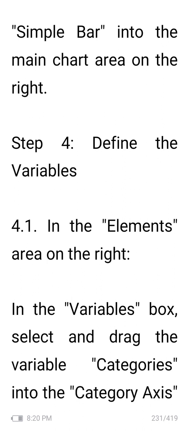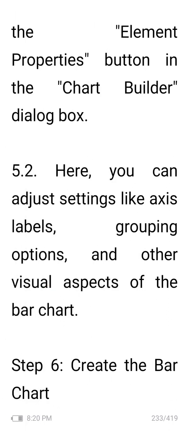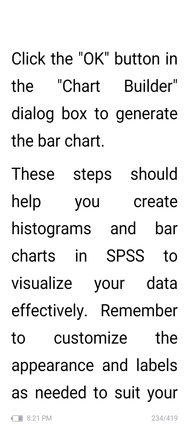Define the variables. In the elements area on the right, in the variables box, select and drag the variable categories into the category axis box. Optionally, you can drag another variable into the values box if you want to create a grouped bar chart. Then customize the bar chart. You can customize the appearance of the bar chart by clicking on the element properties button in the chart builder dialog box. Here you can adjust settings like axis labels, grouping options and other visual aspects of the bar chart. Then create the bar chart. Click the OK button in the chart builder dialog box to generate the bar chart.